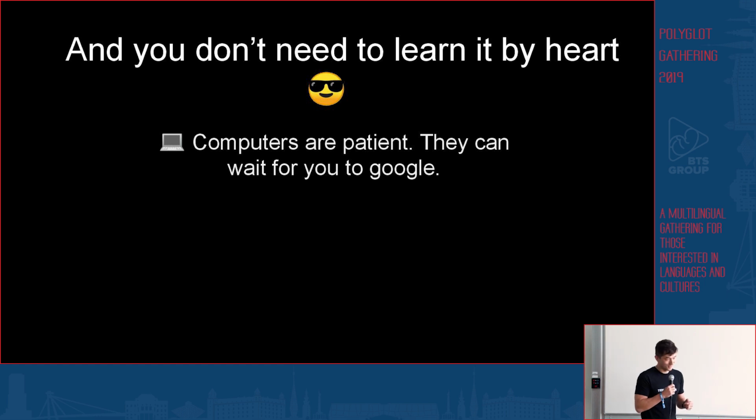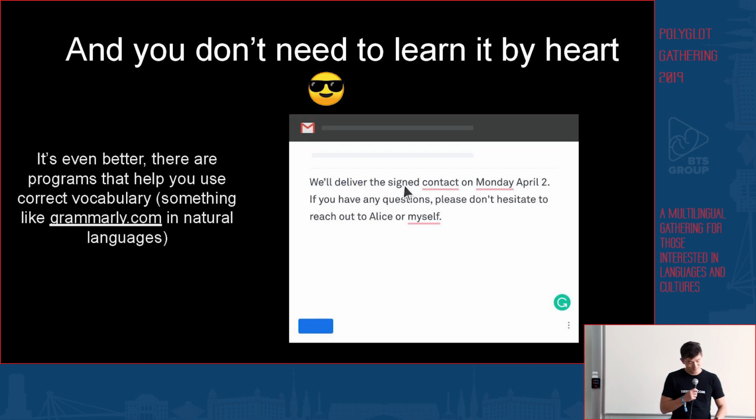There's another cool thing. We don't have to talk in real time to computers. We can Google things. There are other websites like Stack Overflow and GitHub, which is like Facebook for programmers, that help us to talk to computers effectively. So there's no need to learn by heart. Grammar people will be amazed by it. It's even better.